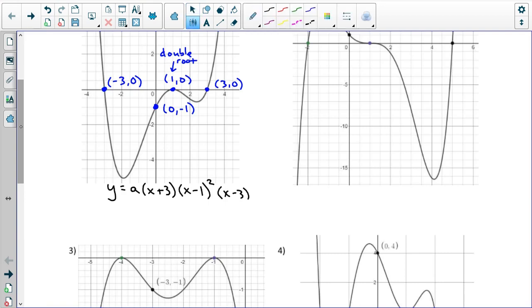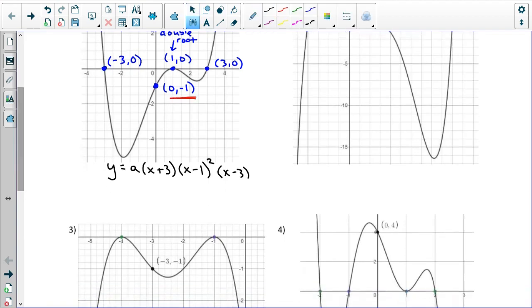Now I'm going to substitute in 0, -1 into my equation. So -1 in for y and 0 in for x. And now I solve for a. So I end up with -1 equals -9a. So when I solve, I get a equals 1/9.